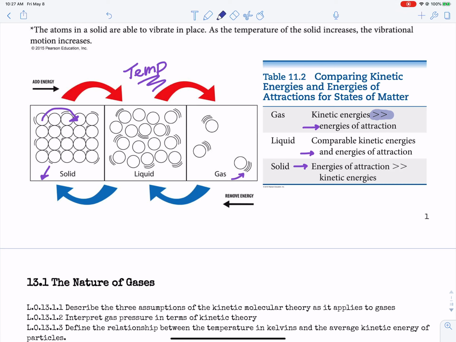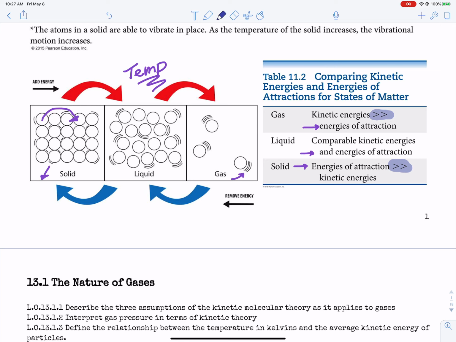In a liquid, they're around the same, and in a solid, it's the energy of attraction that is much larger than the kinetic energies of the particles. Right? If you take an aluminum beach chair to the beach in the summer, that aluminum metal gets very, very, very hot, but it still stays a solid because the energy of attraction between the aluminum atoms is very strong.